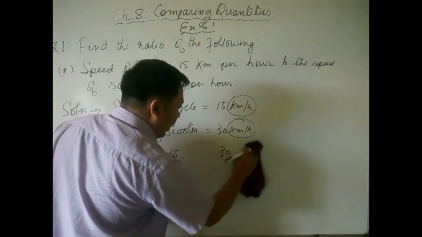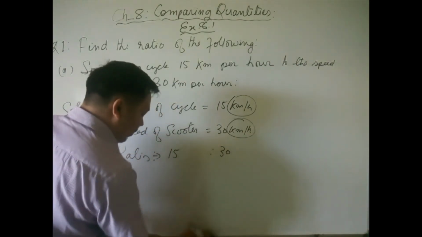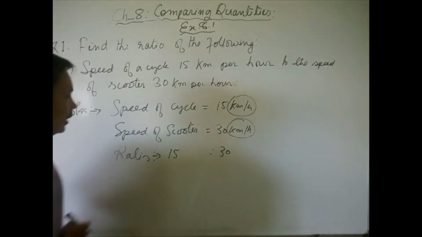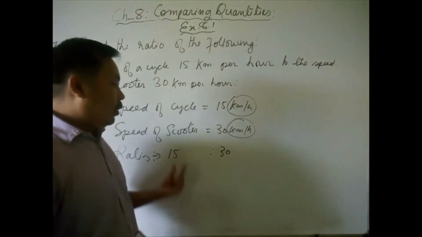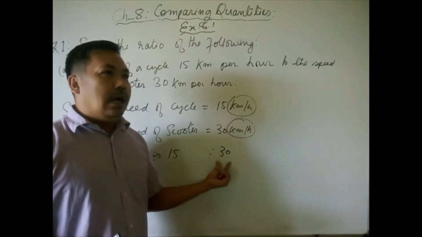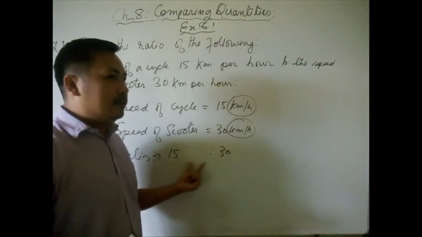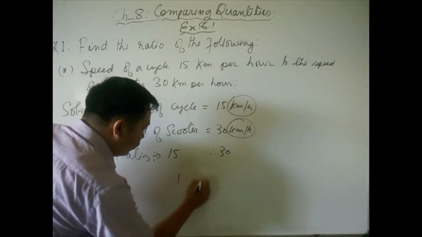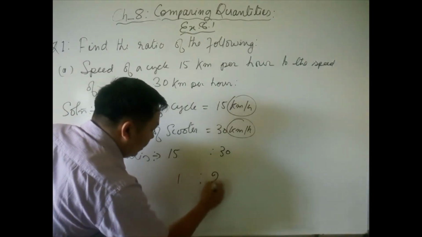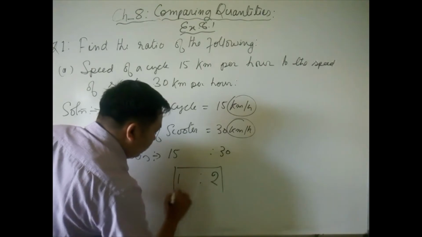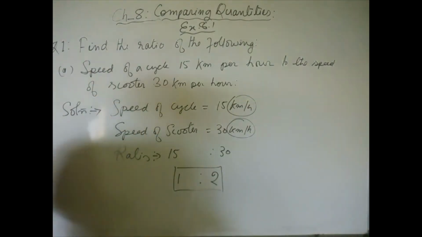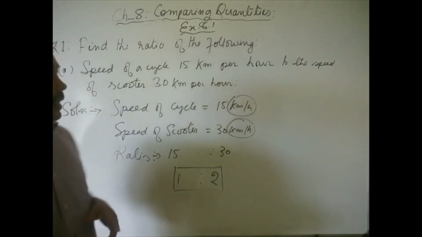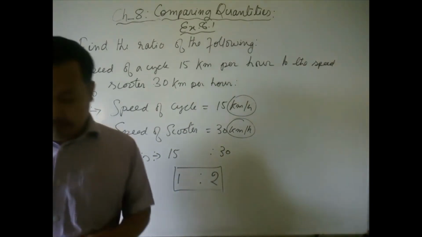Units are not required, only the value, only the number you take. Okay, here 15 is to 30. Then what happened? This is not complete. Why? Because we have a common factor that can divide both. 15 times 1 is 15, 15 times 2 is 30. So 1 is to 2 is the ratio of the given question. Answer is 1 is to 2. This is clear. And let us see the next question.